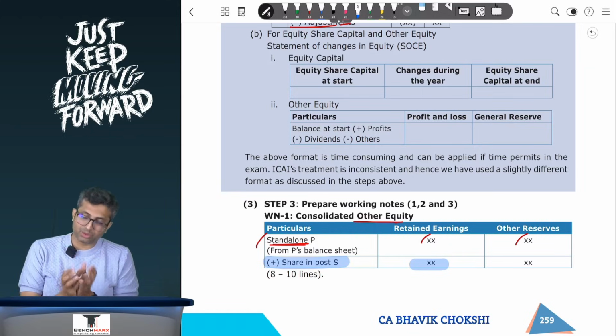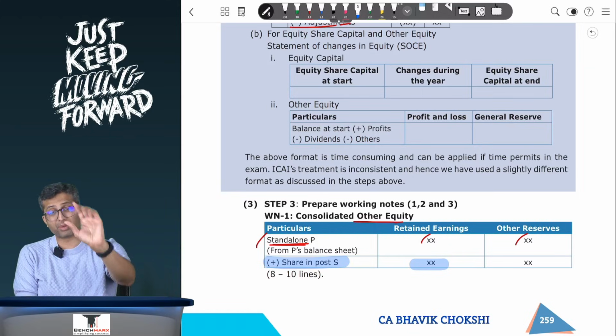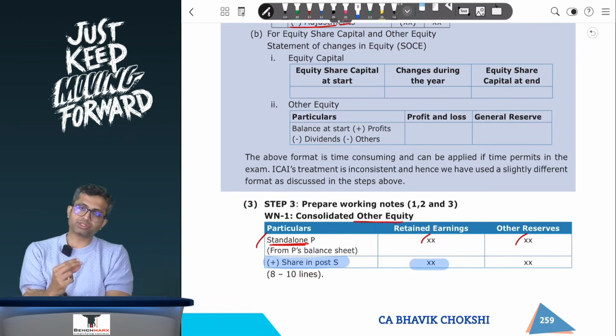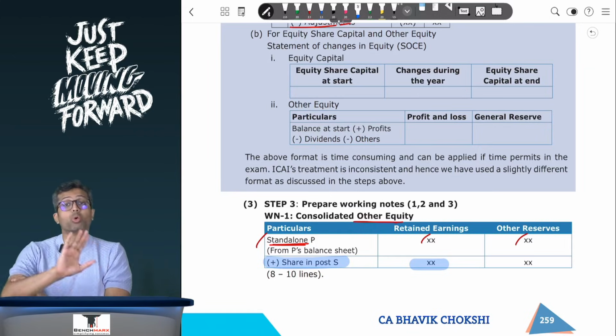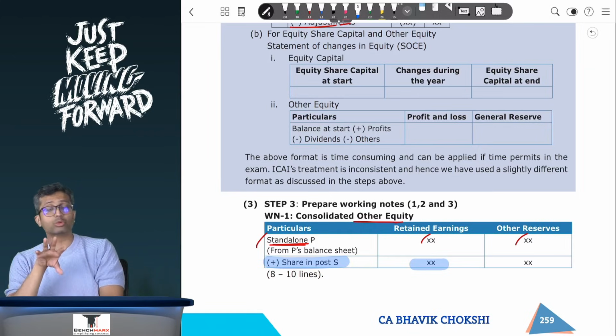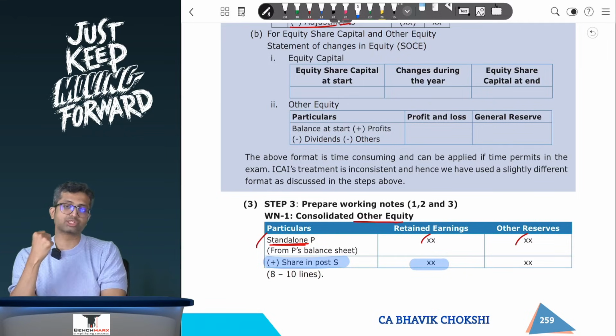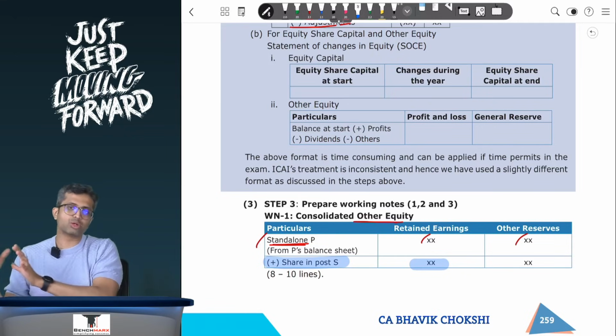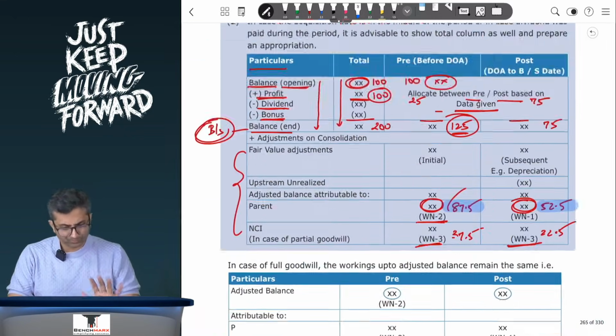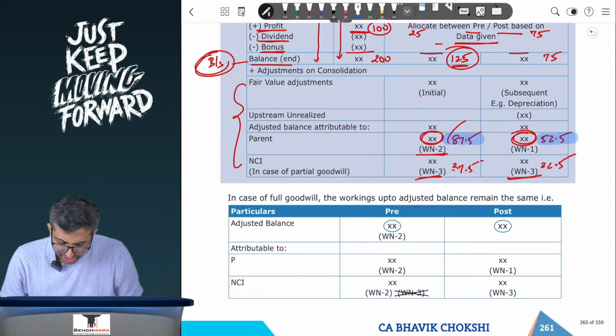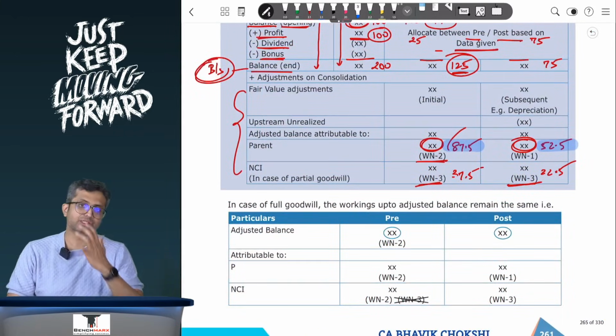Whatever are the pre-reserves, 70% of them is attributable to the parent, it will go along with the goodwill working. 30% to NCI will go along with NCI working. Whatever the post reserves, 70% attributable to the parent will go along with working note 1, that is consolidated profit and loss. 30% of that will go to the NCI as well. Okay, so that will give you your analysis of the reserves.